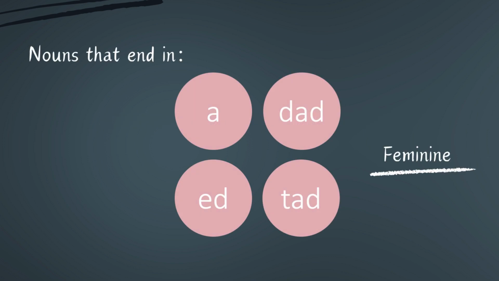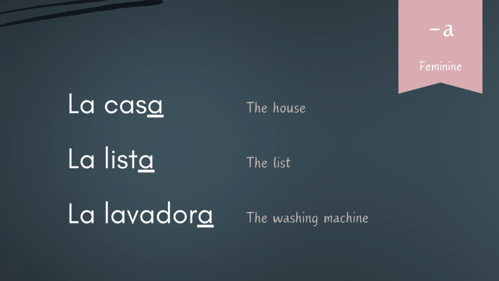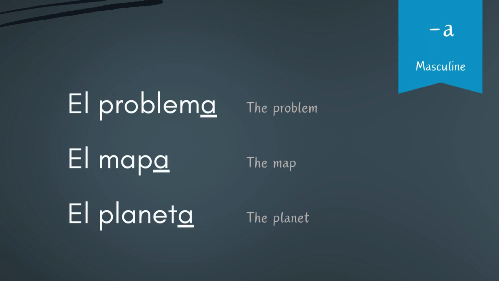Remember, nouns that end in a, dad, ed, and tad are generally feminine. There are many nouns that end in a, such as la casa, la lista, la lavadora, but there are quite a few exceptions as well. Some notable ones are el problema, el mapa, el planeta.